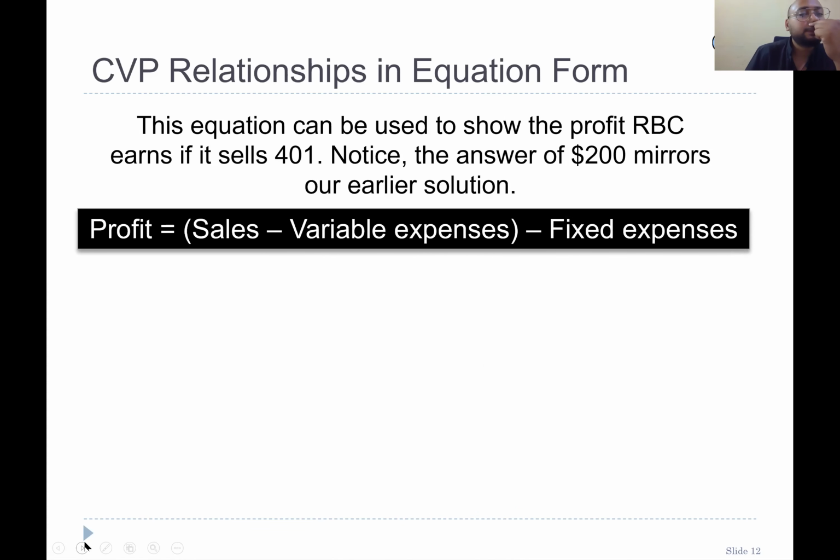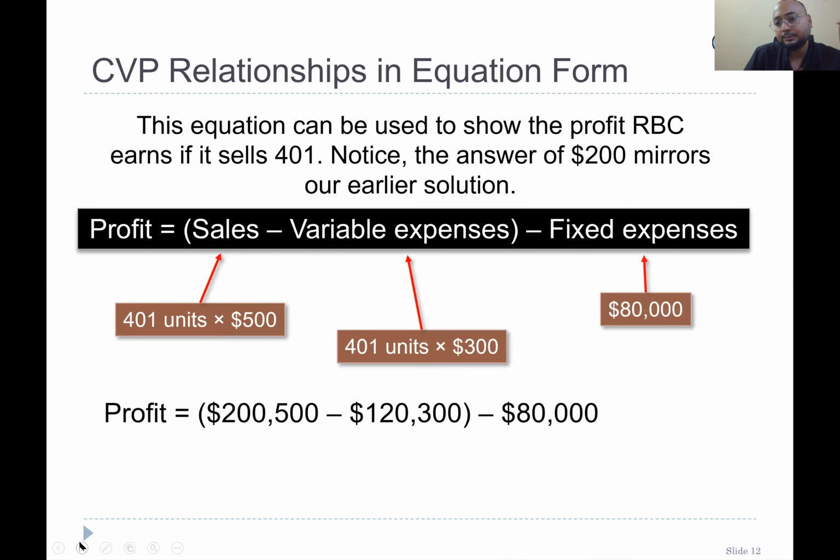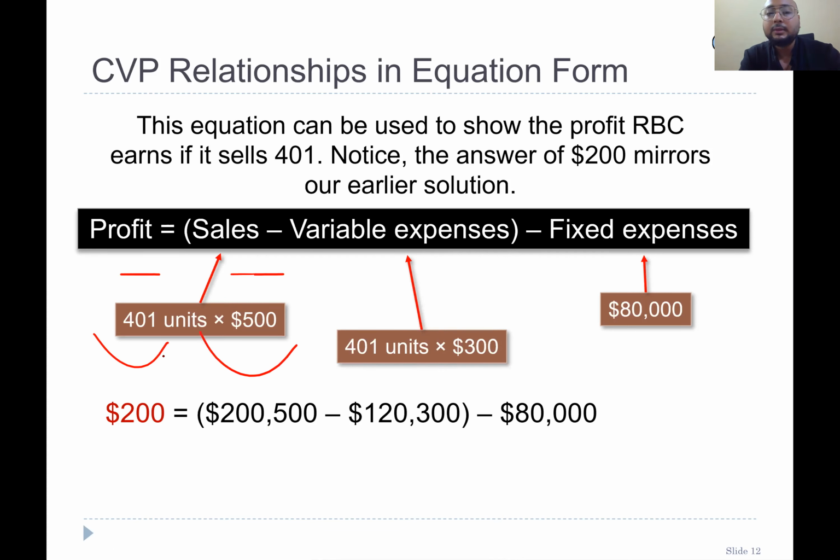So this is just a verification of the equation, where we are selling 401. Is this equation good or not? Let's verify that. Sales is the total units multiplied by the selling price, variable cost is the total number of units sold multiplied by the per unit variable expenses, minus 80,000, which is your fixed cost. Answer is 200. So we verify that this equation is good.